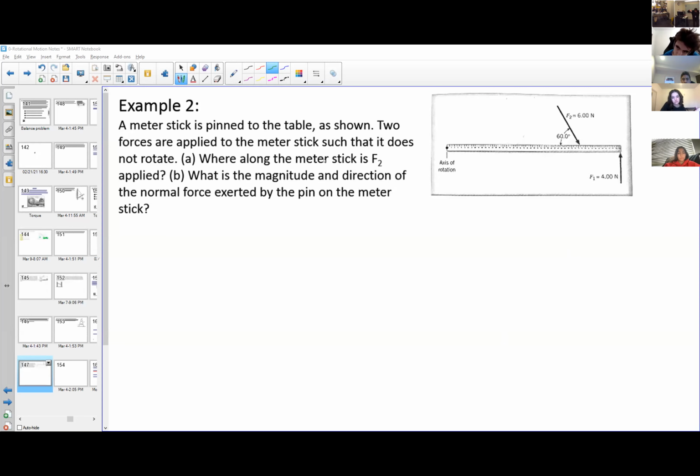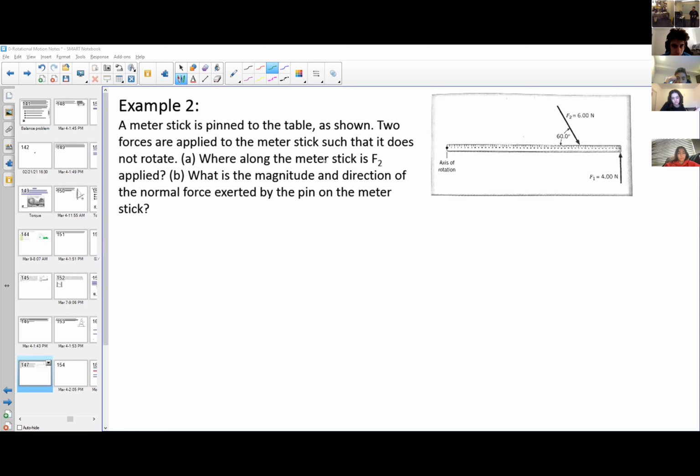So again, we're looking at it from the top down. So it's not hanging on a wall, it's on a table. So we're looking at it from the top down. And it's got this pin. That pin is where the axis of rotation is going to be, just like there was a pin in the back. Now, two forces are applied to this meter stick such that it does not rotate.